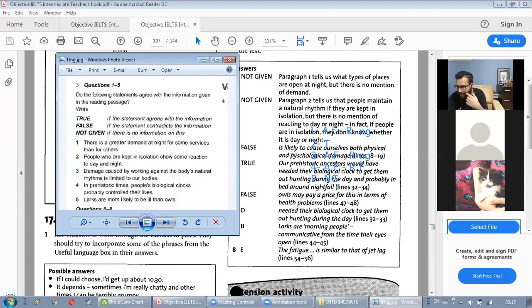If there's opposition, we cannot say not given, Rima. If the information in the text is opposite or in contradiction to the information you have in the question, you have to say false. It's opposite. Yes. Okay. Now number 4.